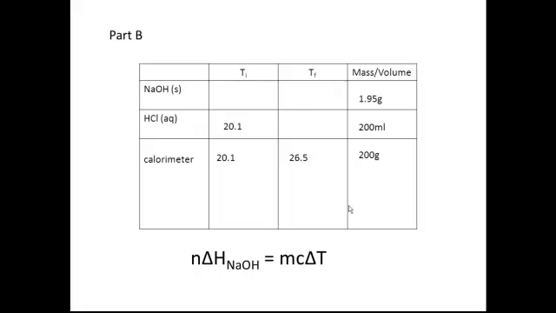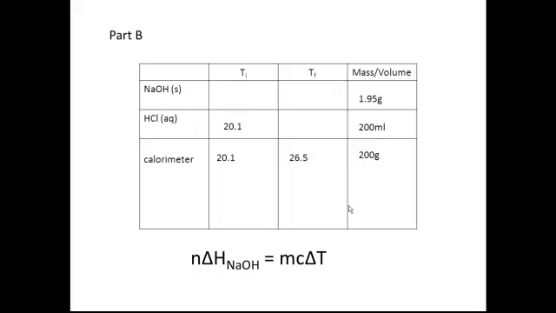It's going to be absorbing heat from the universe. And again, the mass or volume is 200 mL, which is 200 grams, because again, the solution in our calorimeter, we're going to assume that it takes the properties of water. The formula we use is the same as part A: delta H of sodium hydroxide equals MC delta T.